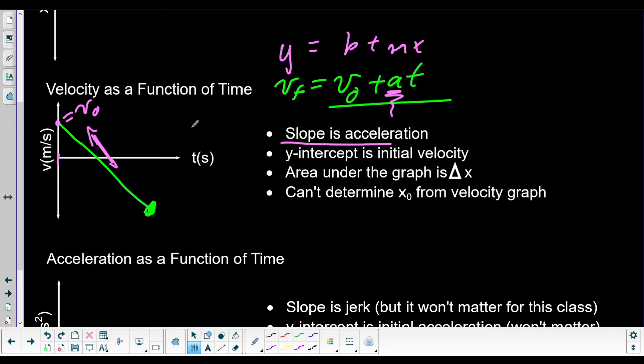For velocity as a function of time graphs, the area is important. It tells us delta x, or it tells us the change in displacement from the beginning to wherever we measure. Something important that we want to take note of, though, is even though this shaded region here tells us delta x, we can't find an initial displacement.